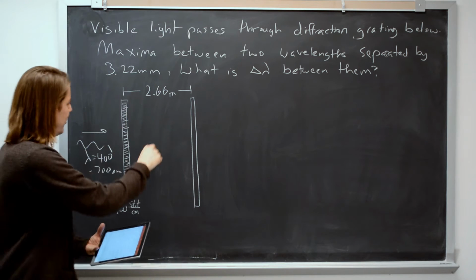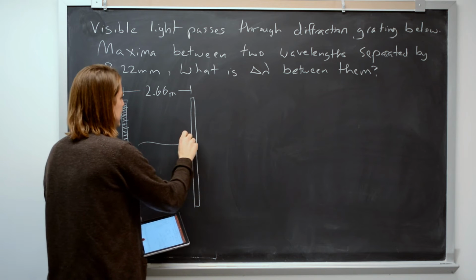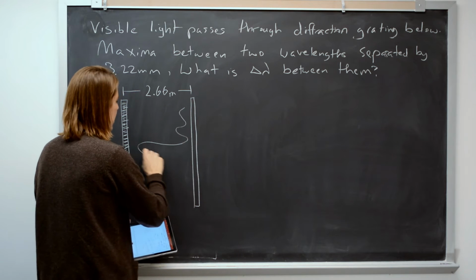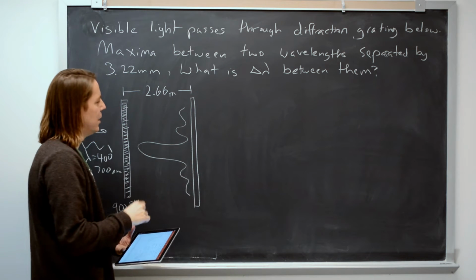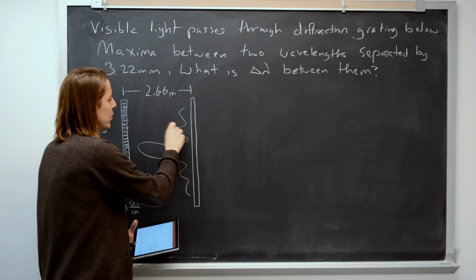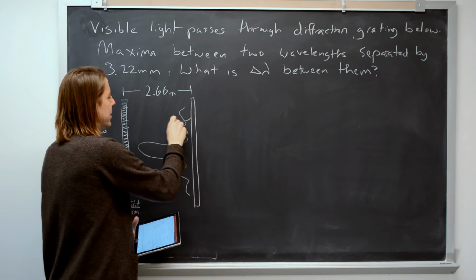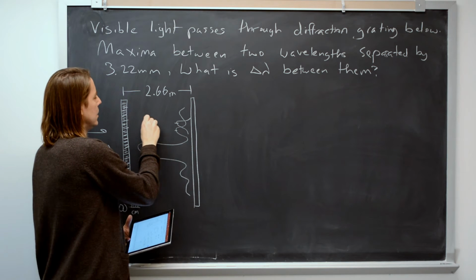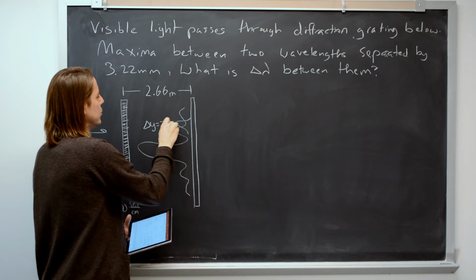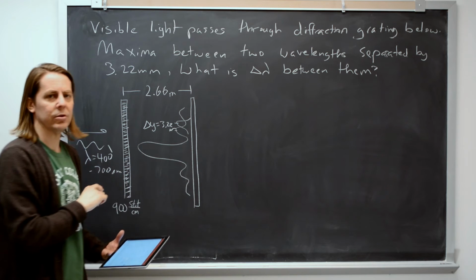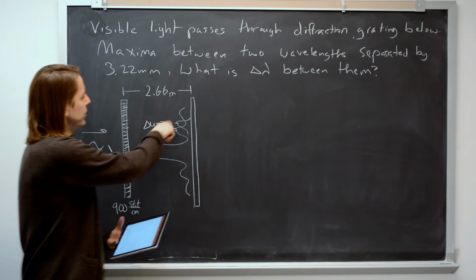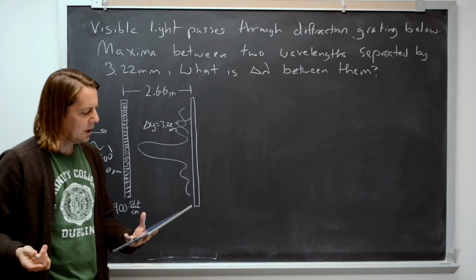So recall that the pattern kind of looks like this, big central maximum, and then there's other maxima like this. So they're just saying that one peak, one wavelength there, and another wavelength there, that separation, delta y, is 3.22 millimeters. What's the difference in the wavelengths that made those?